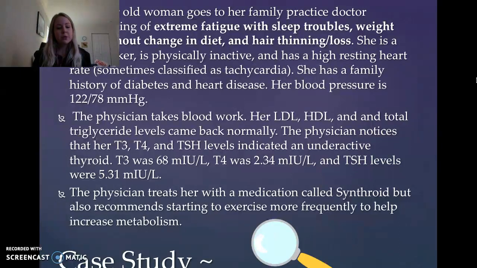The physician treats her with a medication called Synthroid that I talked about previously, but she also gives her an exercise prescription and recommends going to a trainer at a local gym or just slowly getting more into exercise since she's previously inactive. And so this would be her form of clearance before going to an exercise facility.